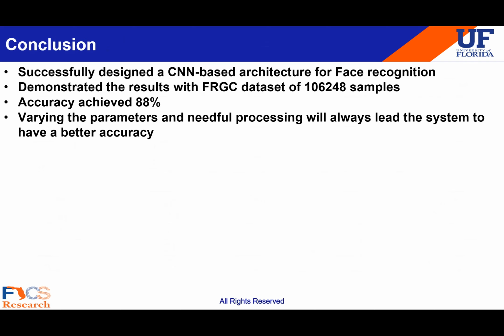So the conclusion is, this is how I, or anybody, can easily design a CNN based architecture for face recognition. I also demonstrated the results with the FRGC dataset, which had a lot of samples, 106,248, and the testing accuracy achieved was 88% with 15 epochs. It is also very important that one should keep varying the parameters and must do the needful processing, because only by doing this is it possible to ensure good accuracy from CNN based systems.